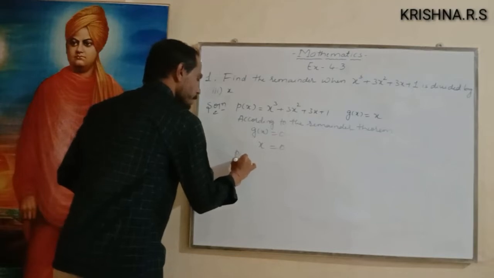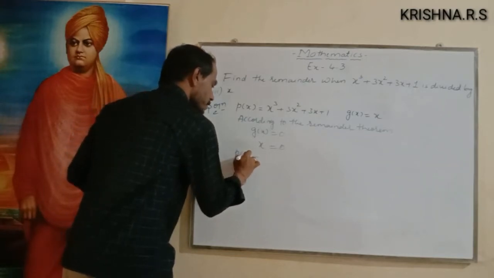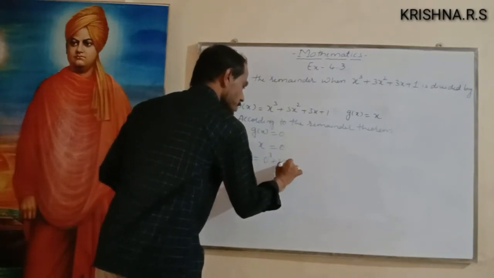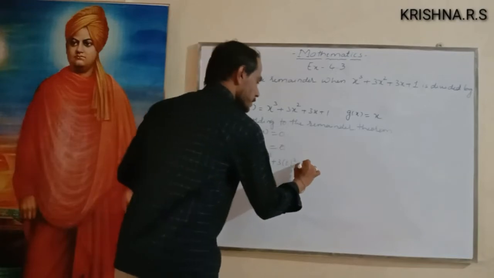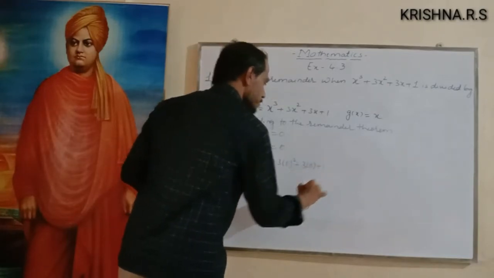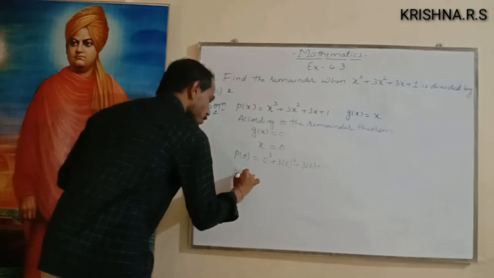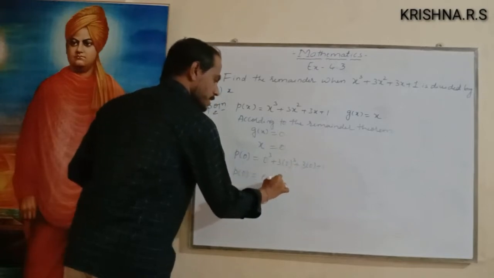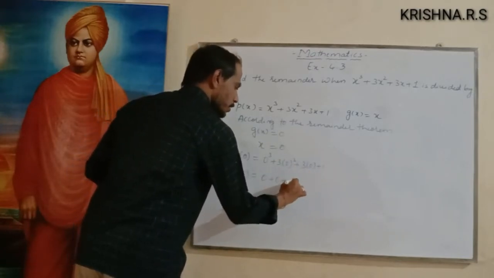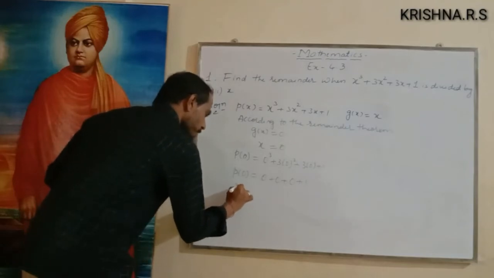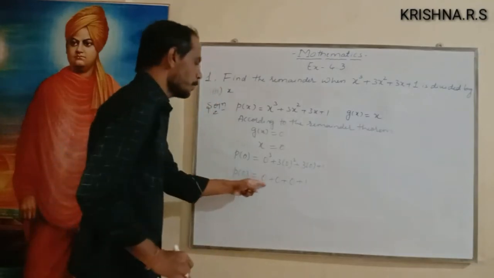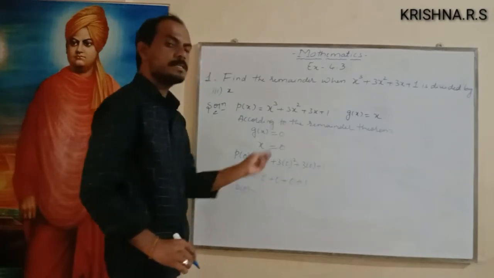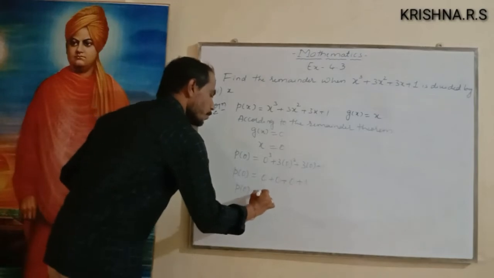Then P of 0 is equal to 0 cube plus 3 into 0 square plus 3 into 0 plus 1. 0 cube is 0, plus 3 into 0 square is 0, 0 into 3 is 0, plus 3 into 0 is 0, plus 1. P of 0 is equal to 0 plus 0 plus 0 plus 1. Any number plus 0 is the number itself, and that number is 1.